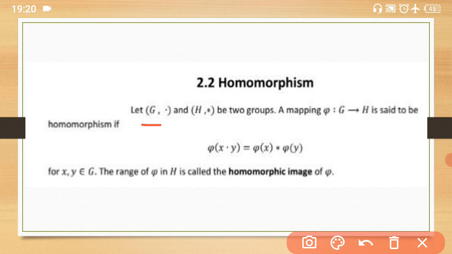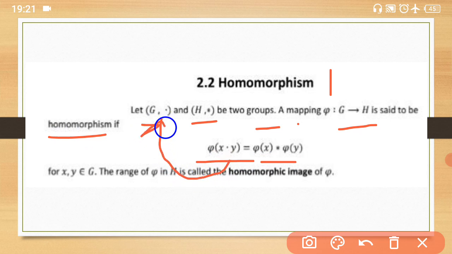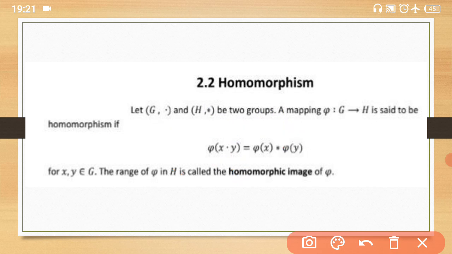So G with operator dot and H with operator star are groups. A mapping phi from G to H is said to be a homomorphism if phi(x · y) is equal to phi(x) * phi(y). Here you can see that on the left side we have the dot operator and on the right side we have the star operator, which means it preserves the operator, for x, y belonging to G.